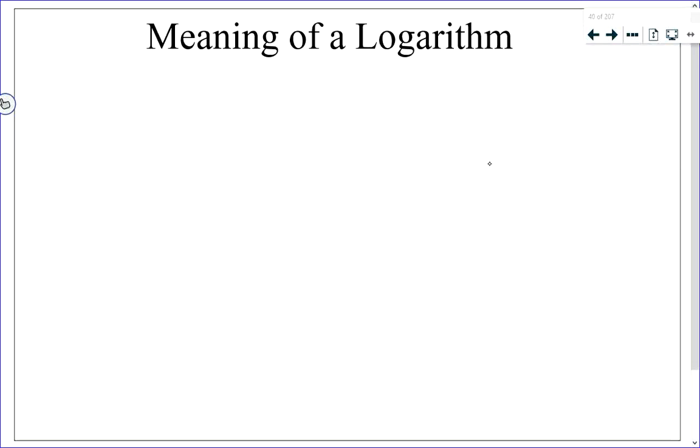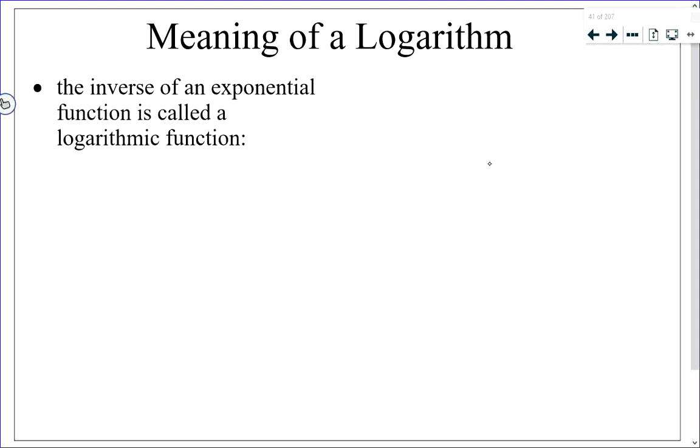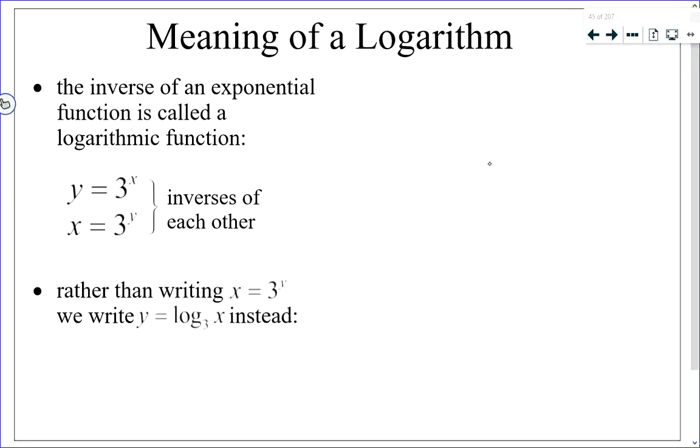Okay, on to logarithms. We start off with the idea that the inverse of an exponential function is what we call a logarithmic function. So if I have y equals 3 to the x, which is called an exponential function, and I say, what is the inverse? The inverse is found by swapping x and y to get x equals 3 to the y, and these are inverses of each other. Okay, let's just forget about logarithms for a second. Those are inverses of each other. But we like to write inverses in terms of y. We want to write y equals.